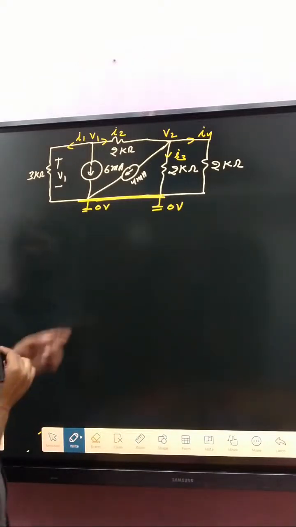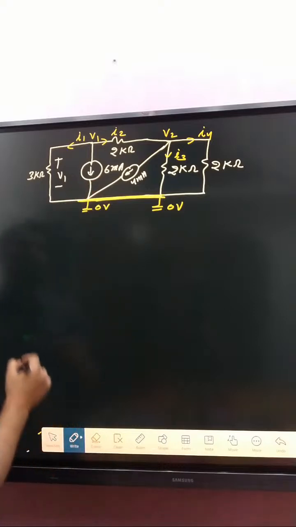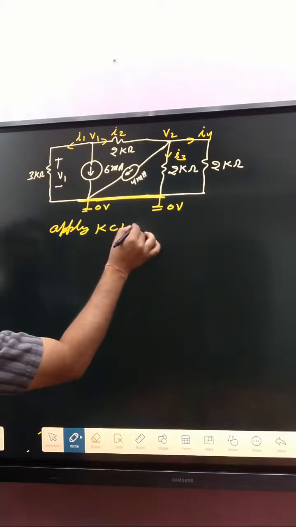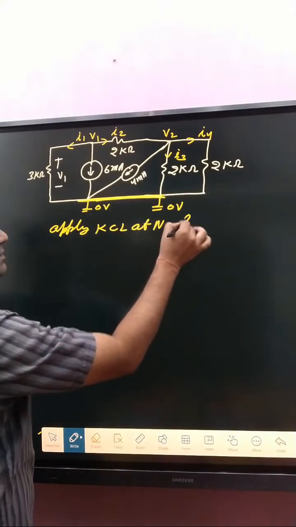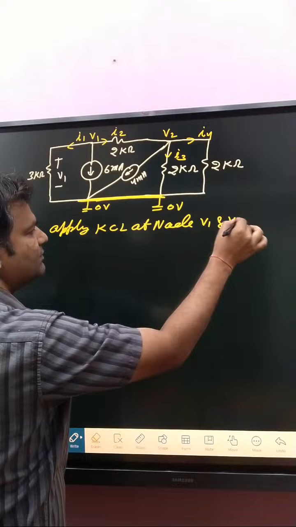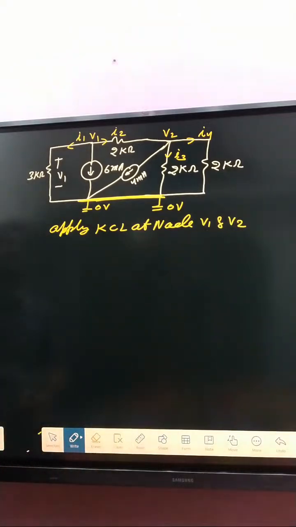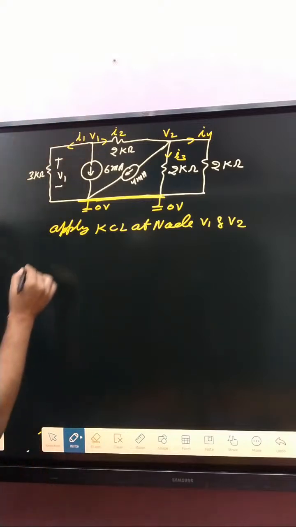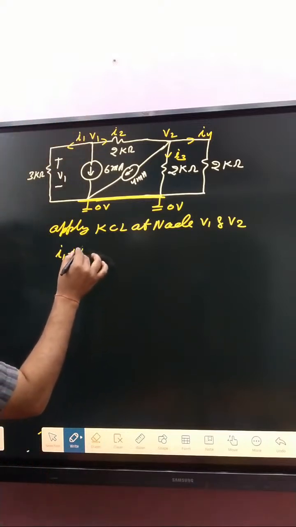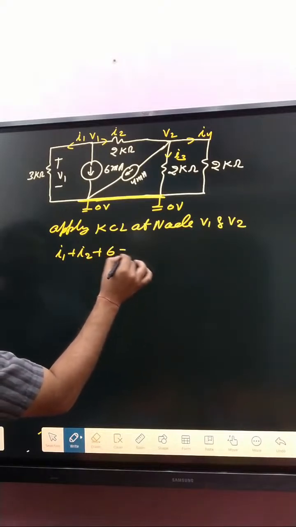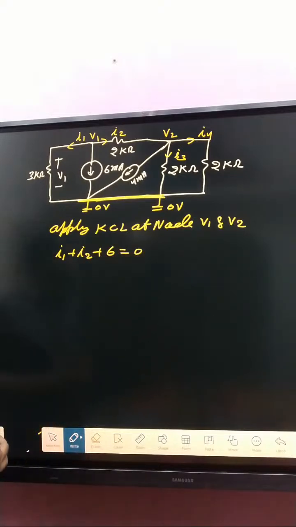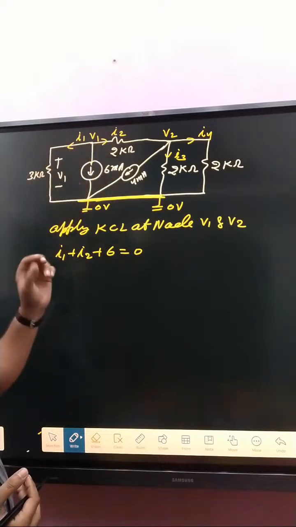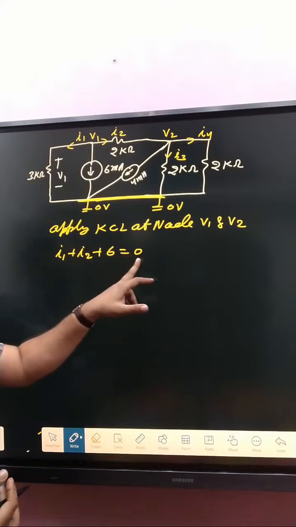After that, apply KCL at that node, at node V1 and V2. I1 plus I2 plus 6 ampere is equal to 0. Outgoing currents are I1, 6 and I2. What about incoming current? No incoming current.